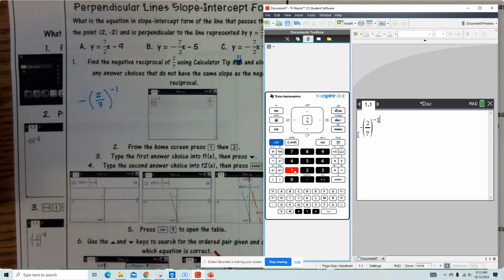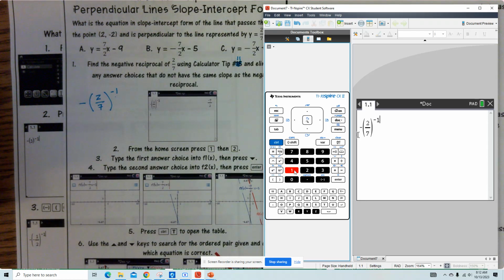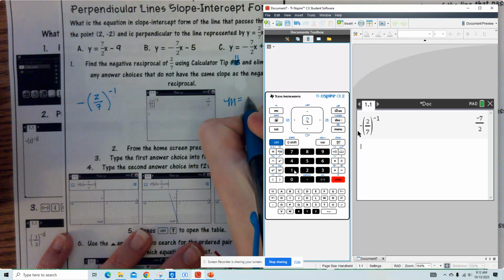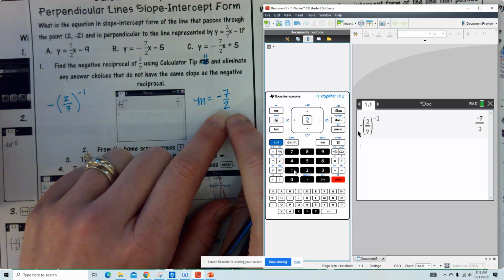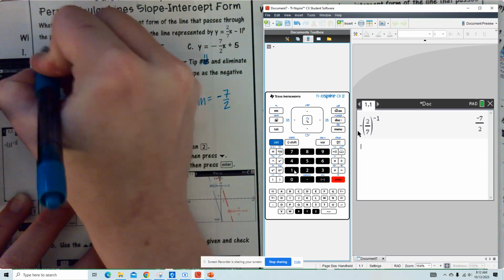-1 up here is going to flip the fraction for you. Putting the negative out front is going to change the sign. So our negative reciprocal, the slope we're looking for, is negative 7 over 2. So any of those lines that don't have that slope, negative 7 over 2, like answer choice A, they're out.